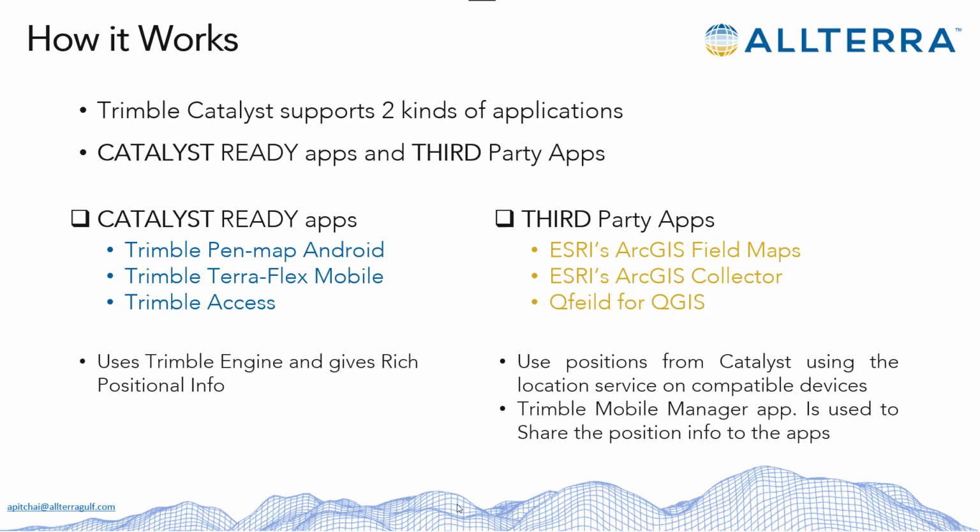How it works: it uses the position from the Catalyst and then gives that position information to the location service that is available in the phone, and then the mobile platform takes the position information from the Catalyst and uses it in any application that requires location information from the mobile device.